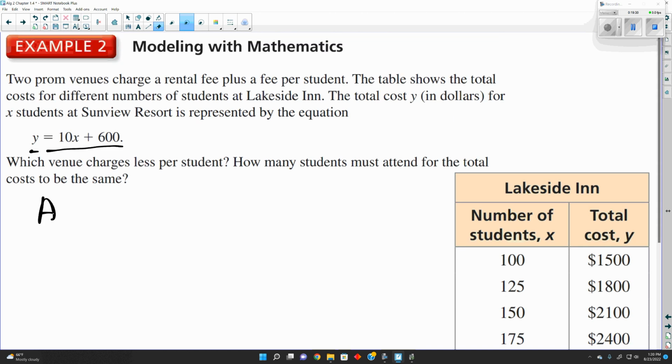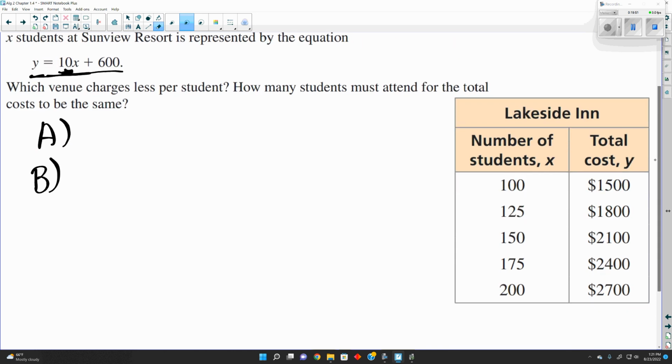So we're trying to find two things, and we have two questions we're being asked. Well, for Sunview Resort, we already know how much they're charging per student, which is $10 per student. Now we just need to find out how much they're charging at Lakeside Inn. To find that number, we just need to find the slope.